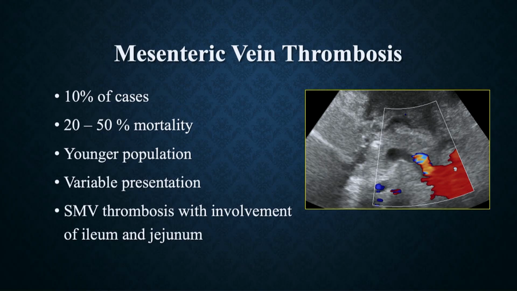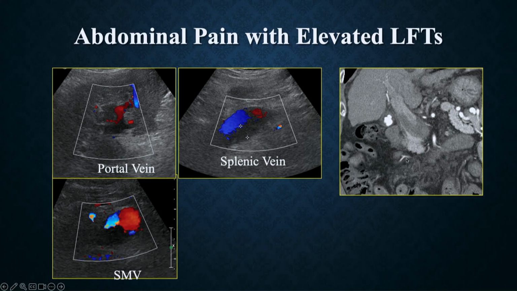We can also identify patients that have mesenteric ischemia and abdominal pain from mesenteric vein thrombosis. This is seen about 10% of the time, but with relatively high mortality. These tend to occur in younger patients and have a variable presentation. In this example here, we can see this thrombosis of part of the splenic vein. Here's an example of a patient presenting with abdominal pain and elevated liver function tests, and we can see thrombus in the portal vein, the splenic vein, and when we change the orientation from a transverse view to a longitudinal view, we can track the thrombus down the superior mesenteric vein. And this was all confirmed on CT.